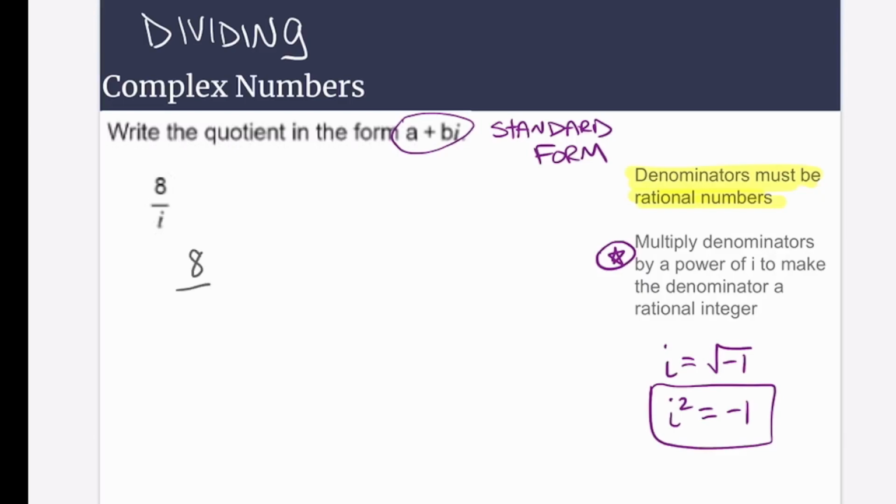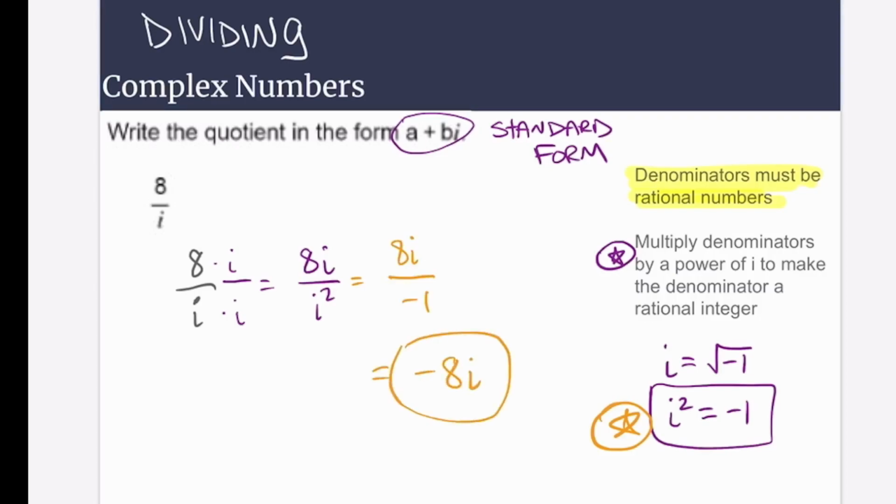So we have 8 divided by i. Well, this one's kind of easy. All we have to do is multiply by i, the same on top and bottom. We get 8i divided by i squared. Based on definition, i squared is negative 1. So 8i divided by negative 1, so the answer is just negative 8i. Now our denominator's a rational number, so we're good to go.